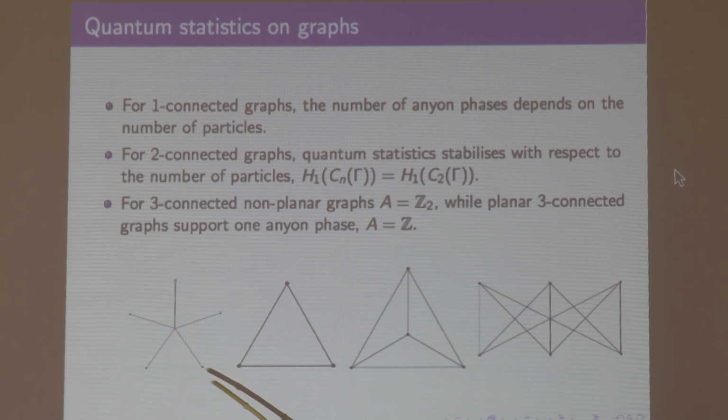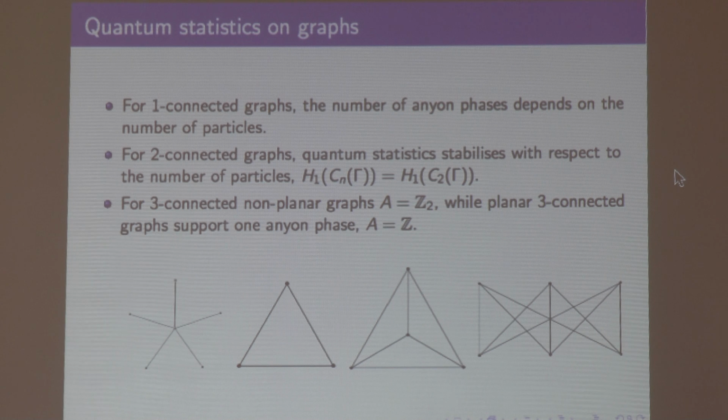This would be a one-connected graph, which is called a star graph. A two-connected graph is here. This is like a circle, a cycle. A three-connected graph is here. It's a complete graph with 4 vertices. This one is planar. And the three-connected non-planar graph is this one.